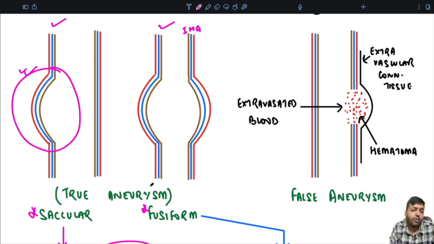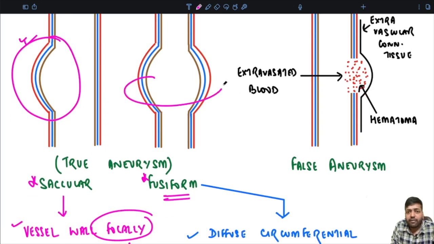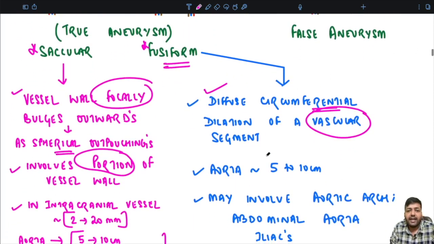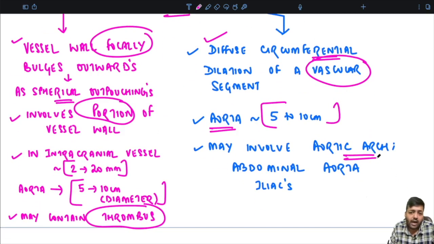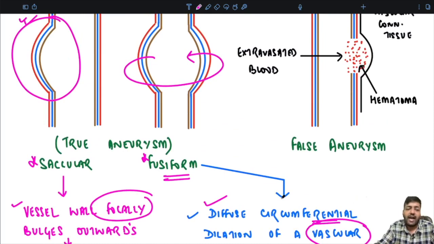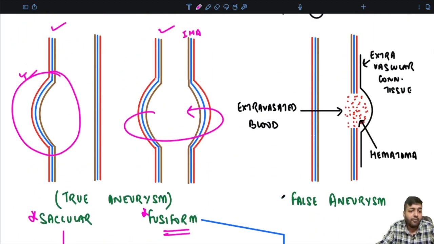The next type of true aneurysm is called the fusiform. As you can appreciate, in the fusiform there is a diffuse circumferential dilatation of a vascular segment. It involves the aorta, wherein the size ranges between 5 to 10 centimeters in diameter. It may involve the aortic arch, abdominal aorta, as well as the iliacs. So these are the two important varieties of true aneurysm: the saccular as well as the fusiform variety.